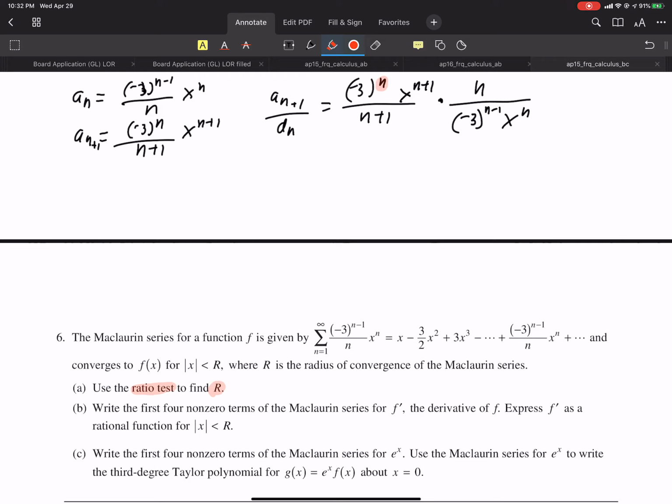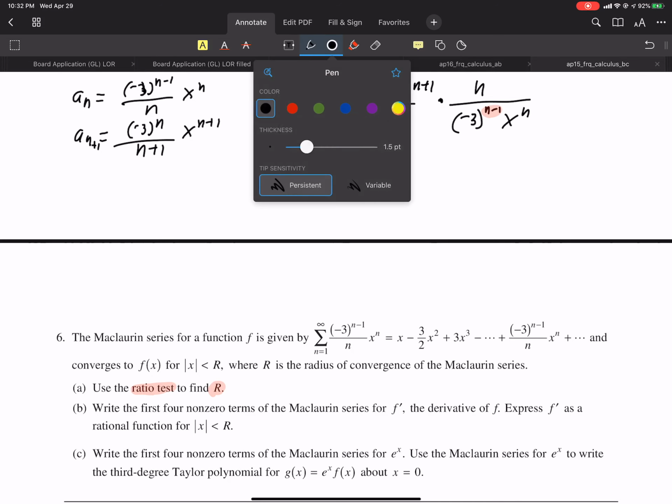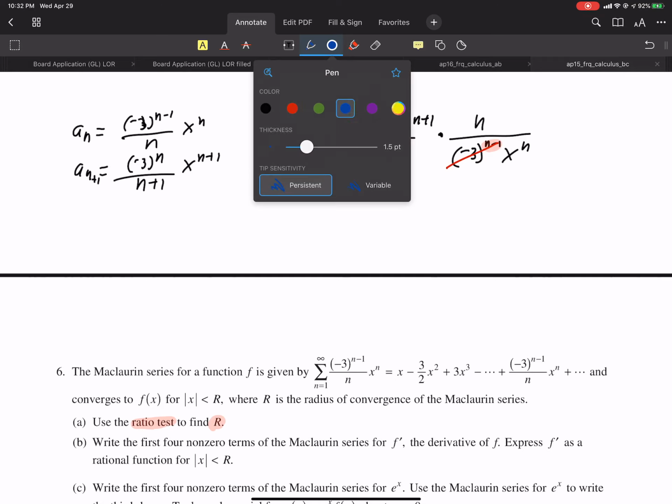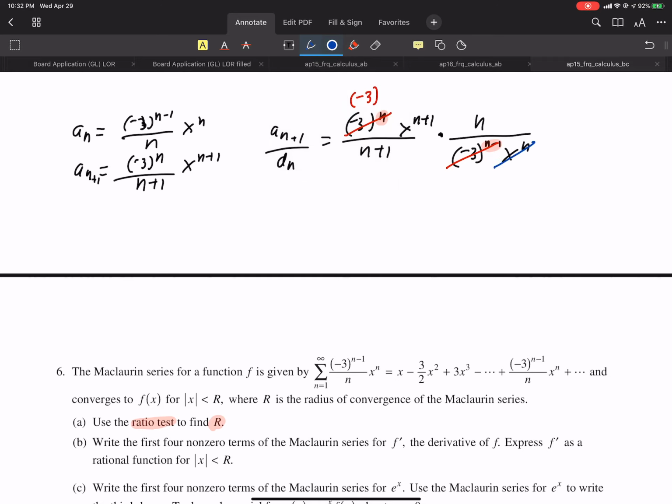You have n minus 1. Which one has more, the top or the bottom? Clearly the top has more because the bottom's n minus 1. How much more does the top have? It has 1 more than the bottom because the bottom you subtracted 1. So when you cancel those out, you're going to be left with one of these. And similarly, the x to the n. The top has 1 more than the bottom, so on the top you're left with one of those. So this all equals negative 3xn over n plus 1.